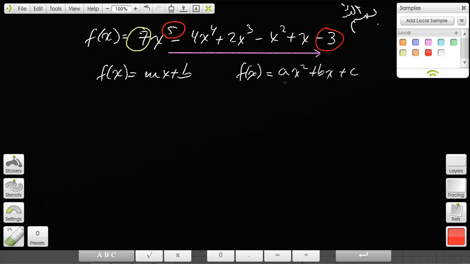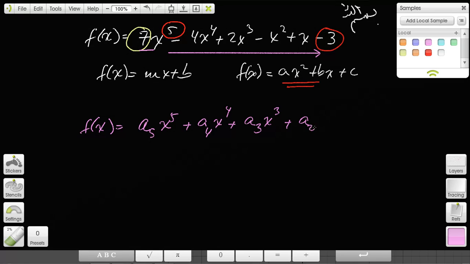Now we have to be able to do this also. We have to be able to write a generic polynomial function, right? For example, a generic form for all fifth degree polynomial functions could be something like: a sub 5 x to the fifth plus a sub 4 x to the fourth plus a sub 3 x to the third plus a sub 2 x to the second plus a sub 1 x to the first plus a sub 0 x to the 0. Now this could be a generic polynomial function.